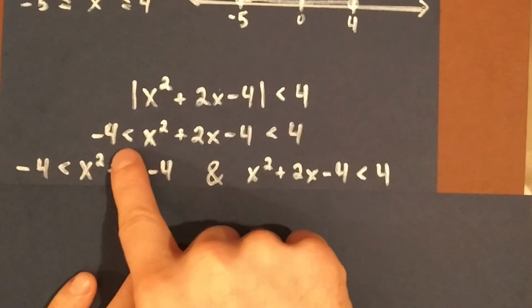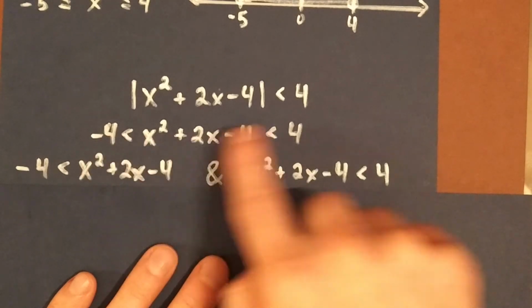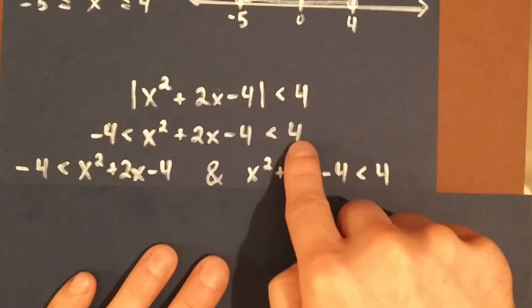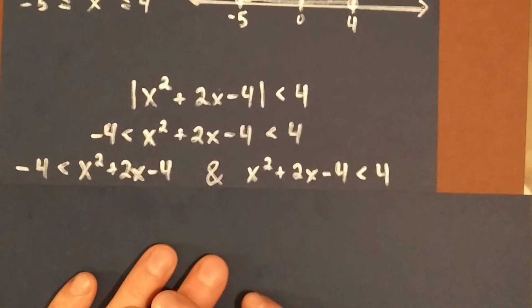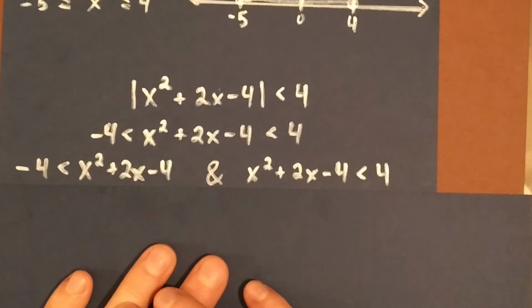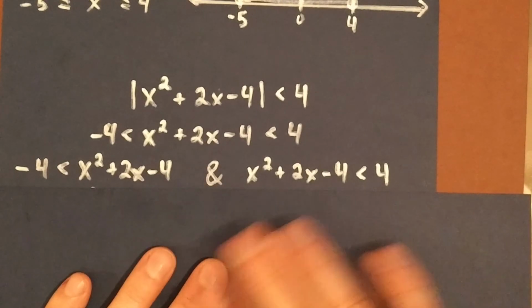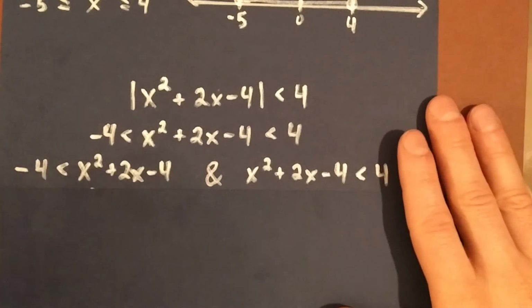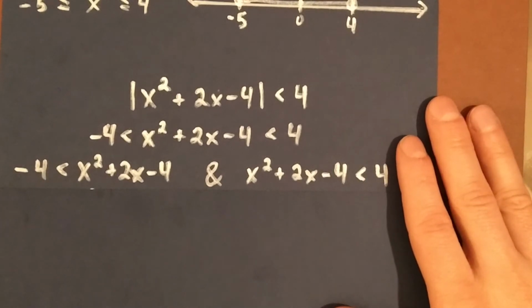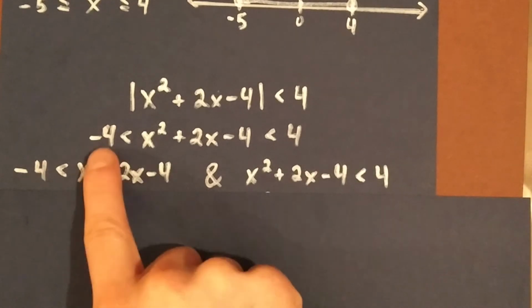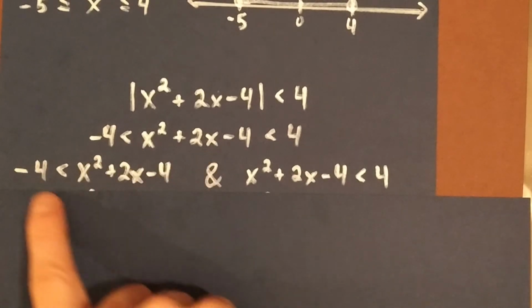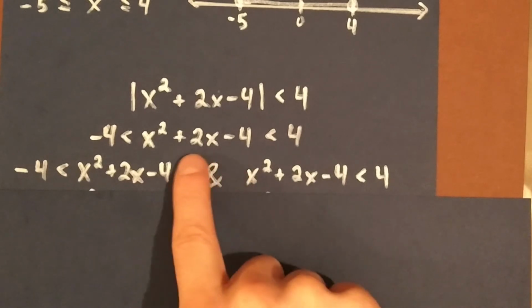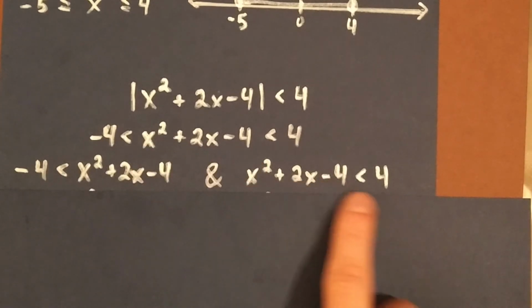With the linear inequality, it was nice and convenient. We could just add something to 3 parts and subtract something from 3 parts, or divide all 3 parts. But with a quadratic, it's not so simple. We have to break this up into 2 separate inequalities. And that's okay. So we have those 2. We have negative 4 is less than this, and I wrote it exactly as it is. And here, our expression is less than 4.